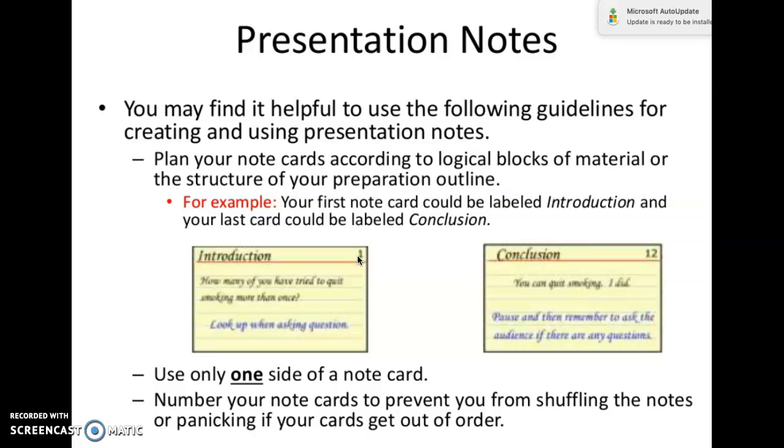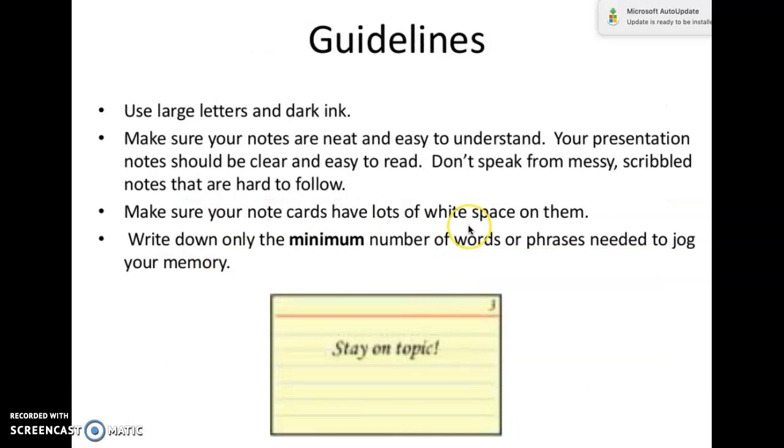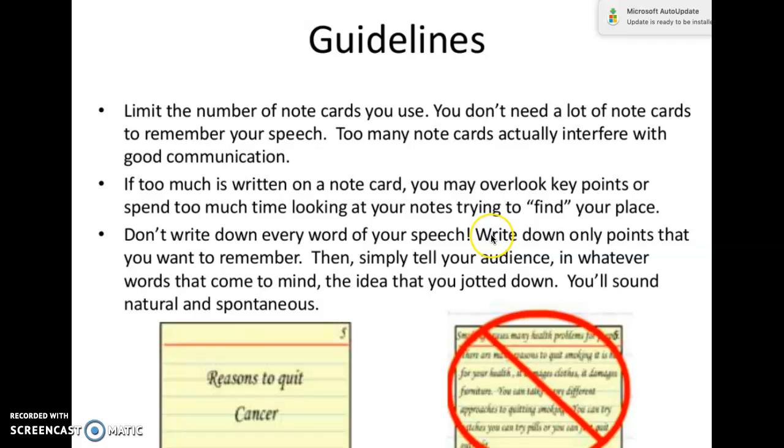You're going to have one for your intro, one for body point 1, one for body point 2, one for body point 3, and then one for your conclusion. So you'll have a 1 through 5. Use large letters in dark ink and make sure they're neat and easy for you to understand. Okay, so they need to be clear and easy to read. Make sure that you have a lot of white space. You shouldn't be writing a book on here. You should only be writing a minimum number of words or phrases just to help jog your memory.